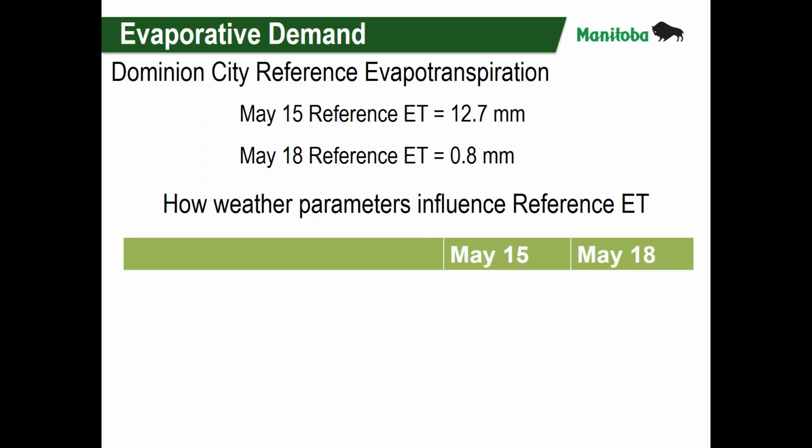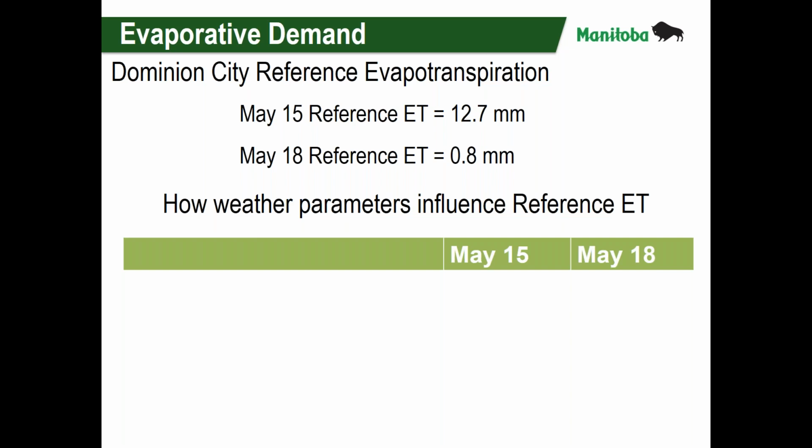And in terms of drying out, evaporative demand is going to be a big factor. I'm looking at the temperature over the next few days, and I've decided to use the Dominion City reference evapotranspiration from a couple of years ago, May 15 and May 18. This is just how much water we evaporate from a well-watered reference grass, assuming that there's no water limitation.